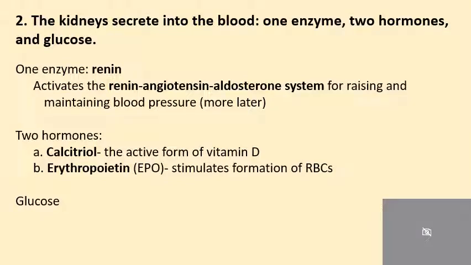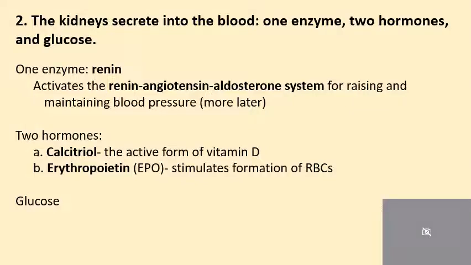So for example, calcitriol acts on the cells lining our small intestine, and in response to calcitriol, those cells become more permeable to calcium. So those small intestine cells can absorb more calcium from the food that we've eaten. So calcitriol plays a role in the body obtaining more calcium from the food that it's eaten.